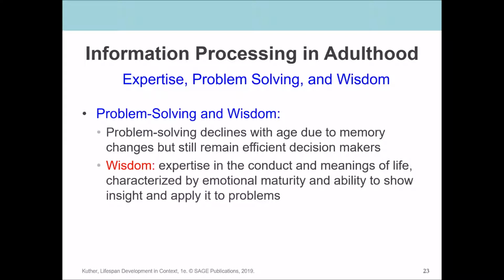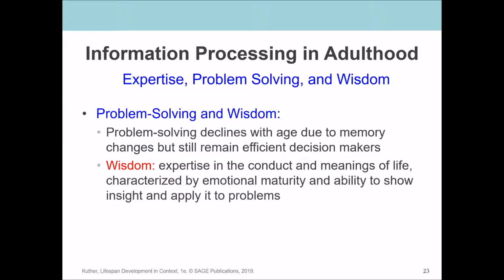Problem solving declines with age, largely due to memory changes that make it more difficult for older adults to retain and manipulate information needed to solve the problem. Yet, when decisions tap into their relevant experience or knowledge, they're just as effective at making decisions as younger adults. Thus, they tend to remain efficient decision makers.